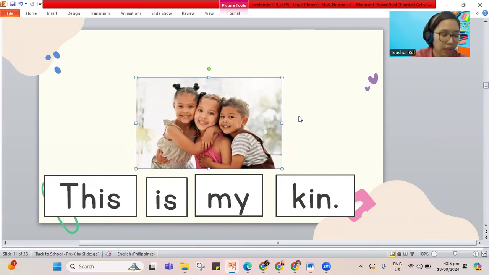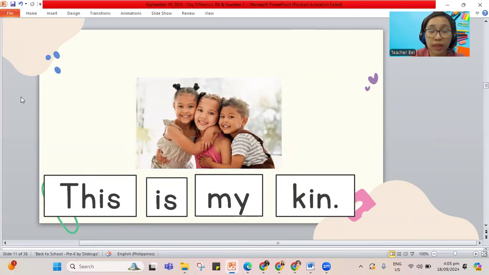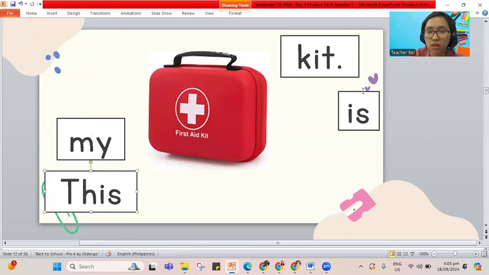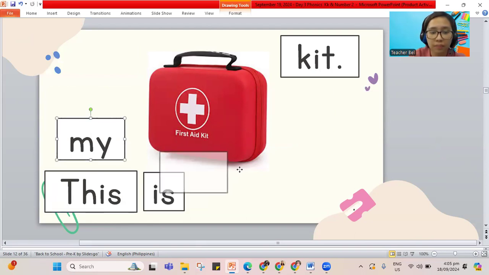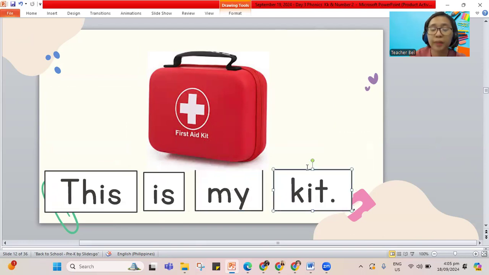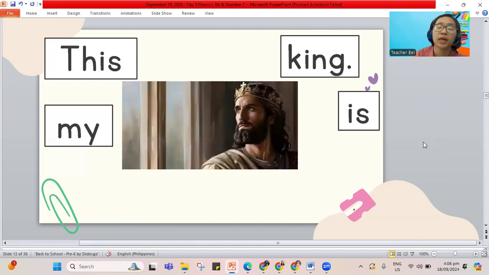What about, let's go do the next set. We have our kit. Let's make our sentence for the kit. We have this is my kit. So we have our kit. Remember, we put our bandages, our medicine, the syringe inside a kit. That's kit. Another one, let's make the sentence for the king.